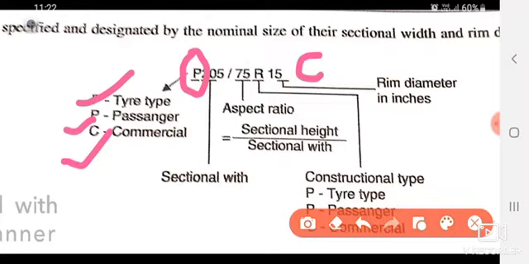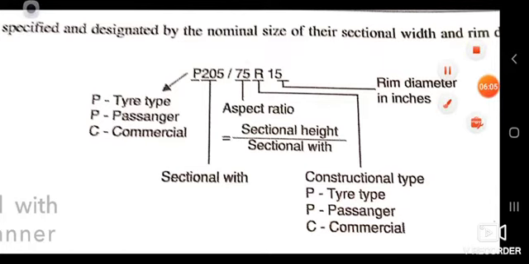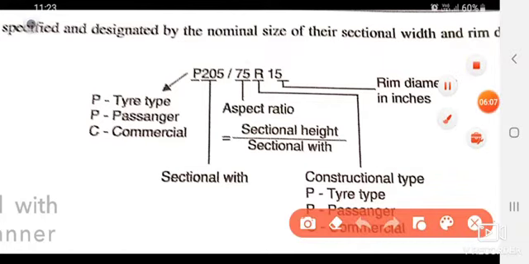Okay, which indicates the sectional width of the tire. This indicates the sectional width of a tire that we have already seen in the sectional view. W is the width. Then 75, this number 75 indicates the aspect ratio. This is very important. Aspect ratio is the ratio of sectional height to the sectional width.